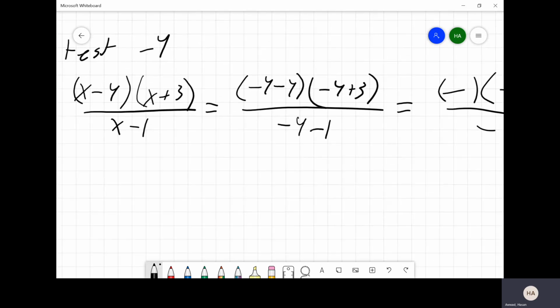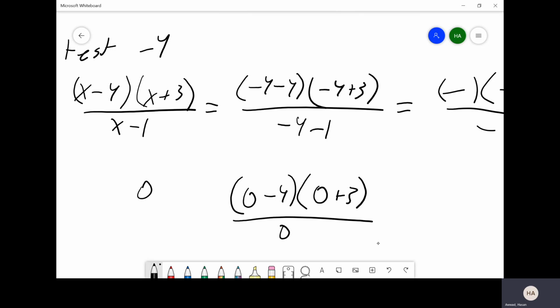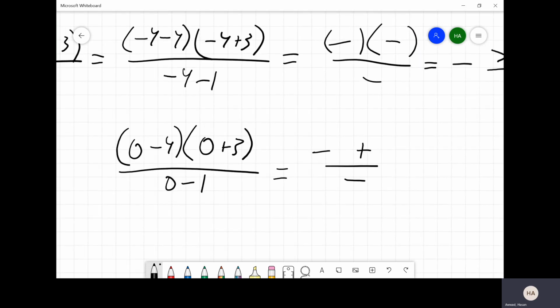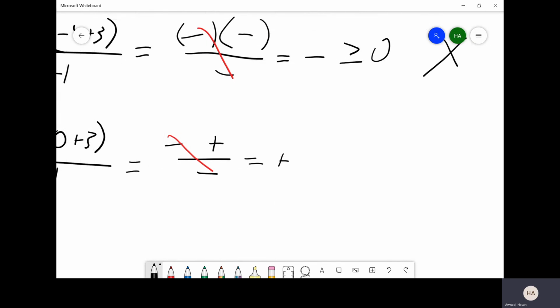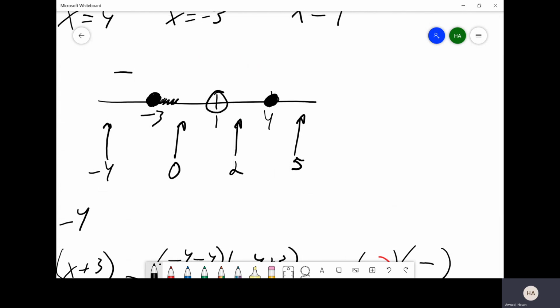Now we test 0. So testing 0, we would get 0 minus 4, 0 plus 3, 0 minus 1. Well, we get a negative, a positive, and a negative. Negatives cancel in pairs. And as a result, we're just left with our positive number. And positive is, in fact, greater than or equal to 0. That one works. So we come back up here. We shade in this area because that will work.